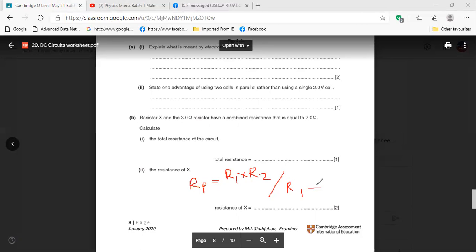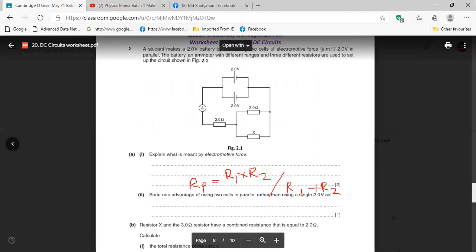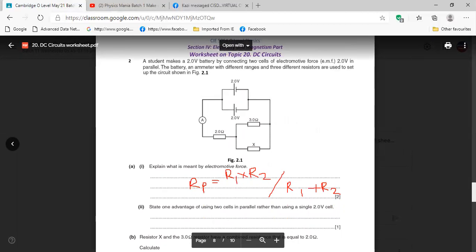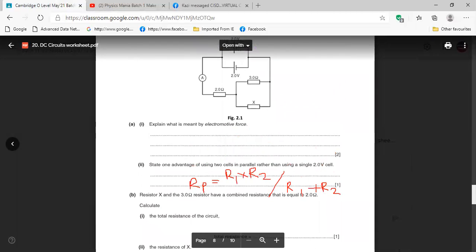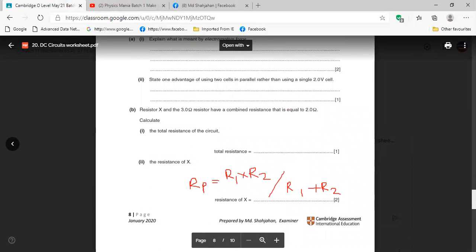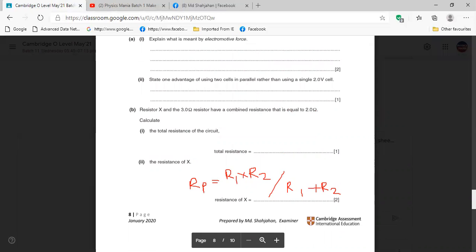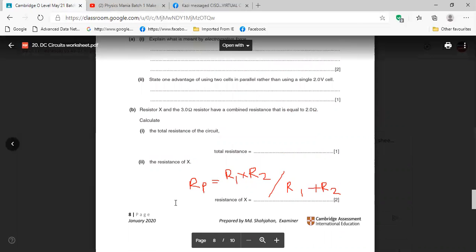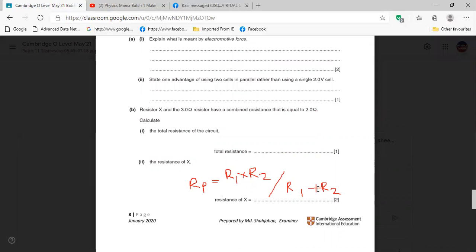So you know RP. You have to find, if you think one is R1 and another one is R2, which one is given, that is your R1. And which one you have to find, that is R2. So here you put all the values, do the working, and you'll get it. RP is given as 2. Then here you are getting 2, 2 to the 4, 4 plus 2 R2.